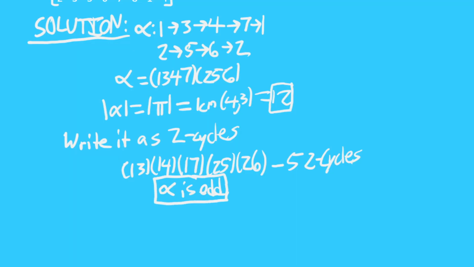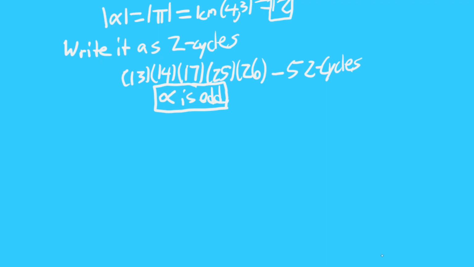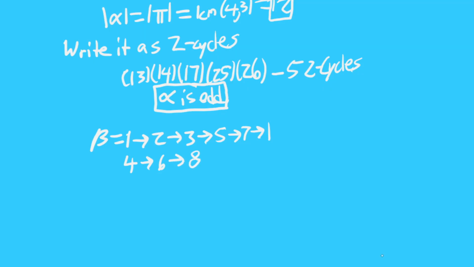All right, now let's take a look at beta and see what's going on in beta. For beta, we have 1 goes to 2, goes to 3, which goes to 5, which goes to 7, which goes back to 1. And then we have 4, goes to 6, goes to 8, goes to 4. So let's write beta in cycle notation. 4, 6, 8.